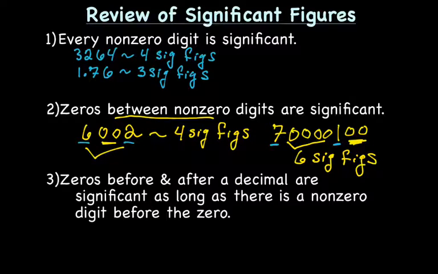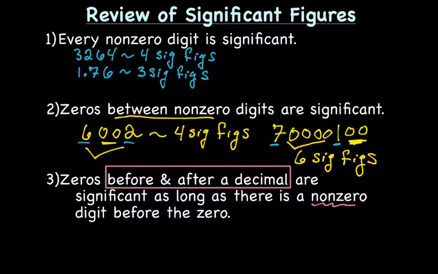And a little bit more about zeros. Zeros before and after a decimal are significant, but not always. Only if there is a non-zero digit before them. Okay, and it doesn't need to be directly before it, just somewhere. If there is a non-zero digit somewhere before the 0 and it's before or after a decimal, it is significant.